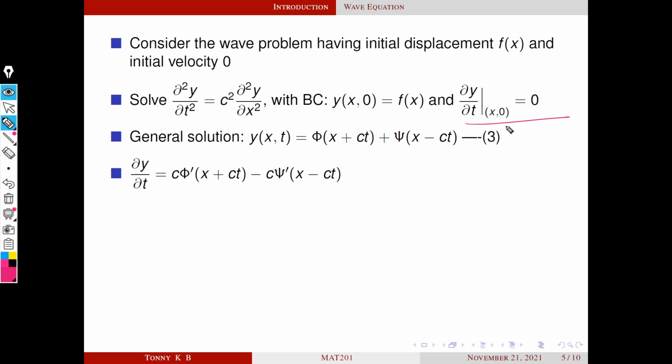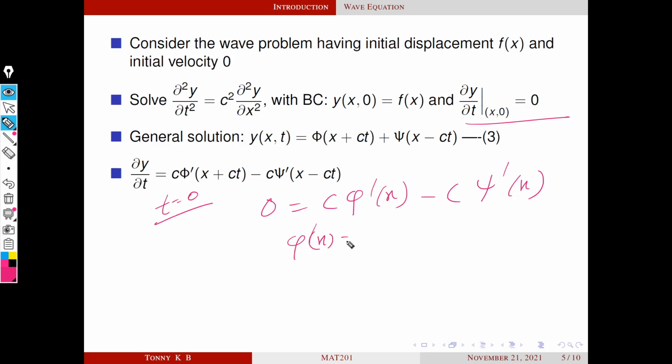Next we are going to apply this condition on this ∂y/∂t, that means simply substitute t = 0. When t = 0, the LHS becomes 0, that is given, the initial velocity is 0. So 0 equals, what about the RHS? That is c into φ'(x), because t is 0, minus again c into ψ'(x). This c is common, you can take it outside and cancel. So this becomes φ'(x) = ψ'(x). Clear? So when applying the condition t = 0, we get φ'(x) = ψ'(x).